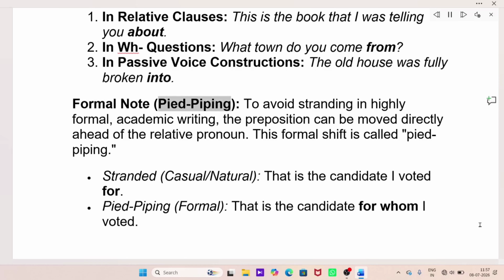Formal note, pied piping to avoid stranding. In highly formal, academic writing, the preposition can be moved directly ahead of the relative pronoun. This formal shift is called pied piping. Stranded, casual/natural: That is the candidate I voted for. Pied piping, formal: That is the candidate for whom I voted.